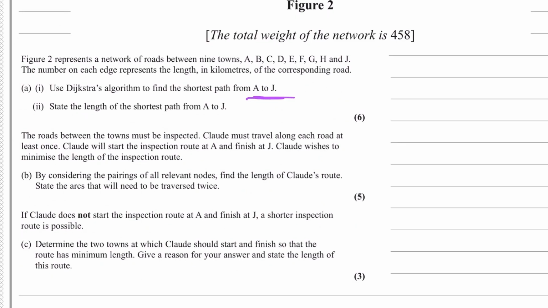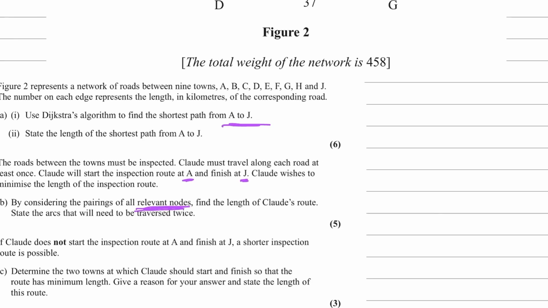Okay. So now for part B, it says the roads between the towns must be inspected. Claude must travel along each road at least once. Claude will start the inspection at A, and is going to finish at J. So let's just underline these. Claude wishes to minimize the length of the route inspection by considering the pairings of all relevant nodes. Let's just underline this as well. Relevant nodes. Find the length of Claude's route, stating the arcs that will be needed to traverse twice.